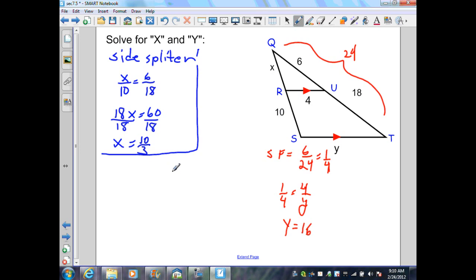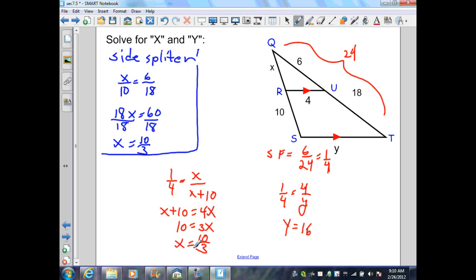I could have used this scale factor to solve this problem. And if I did, this is what it would look like. 1/4 equals small, which is x, over large, which is x plus 10. Then I would cross product rule, get 1 times x plus 10, which is the distributive property. I still get x plus 10 equal to 4x. Subtract x on both sides, I get 10 equal to 3x. And again, dividing by 3, I get x equals 10/3.